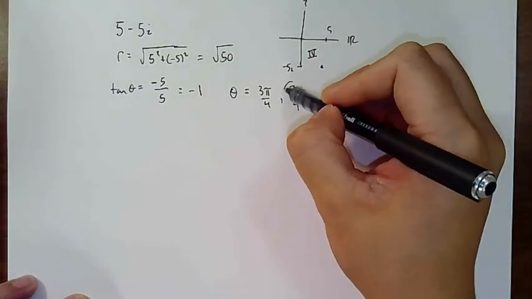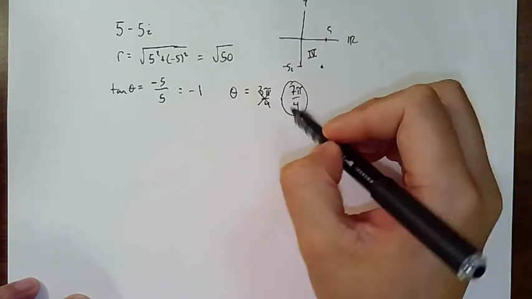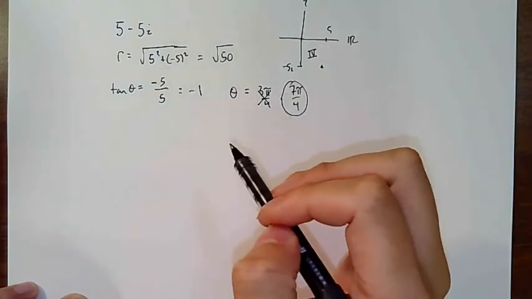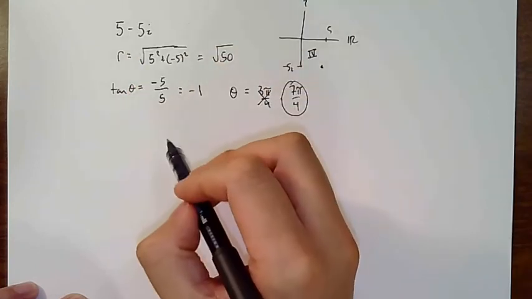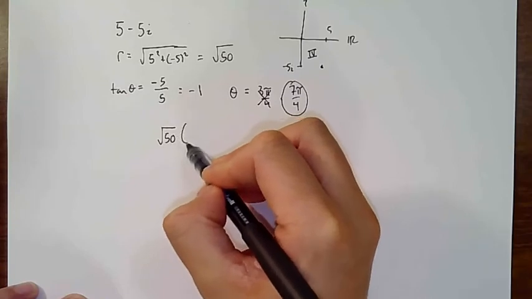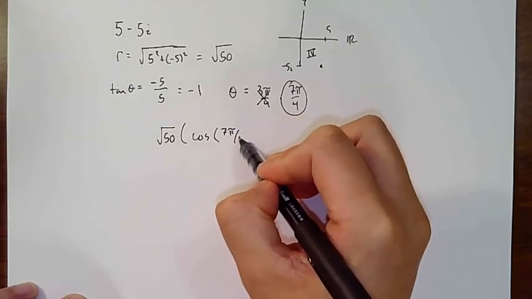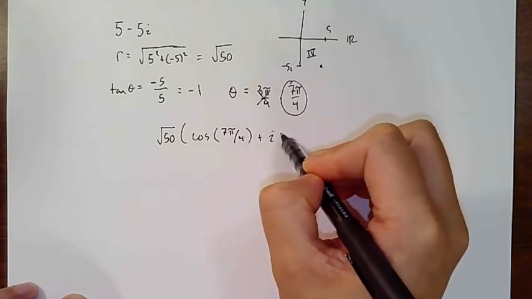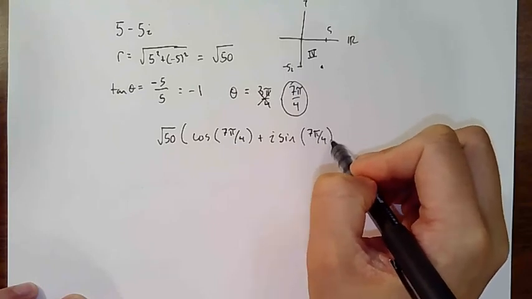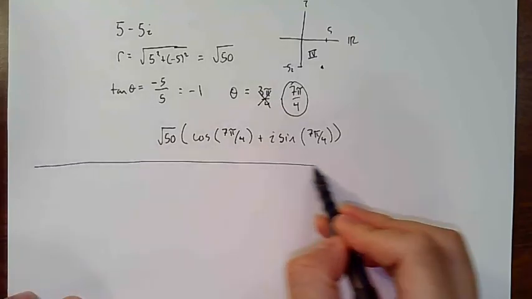So quadrant 4 is this angle, not this angle. This was in quadrant 2. So this is the appropriate angle, 7 pi over 4. And we can write our number from standard form to trigonometric form by using r, which is root 50, times the quantity, cosine 7 pi over 4 plus I times the sine of 7 pi over 4. Okay, one more.